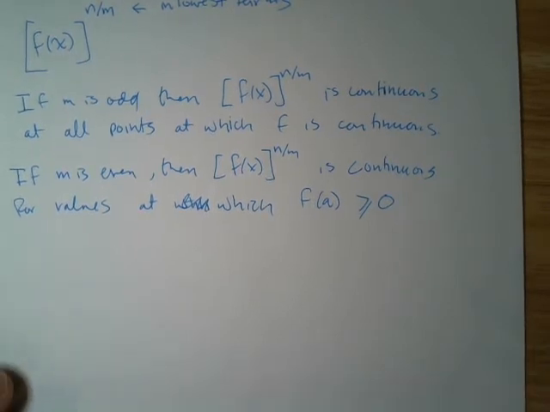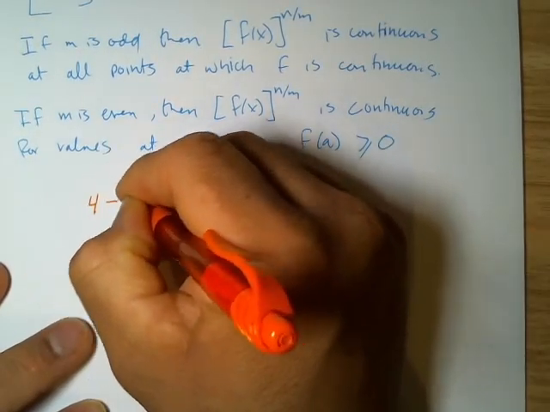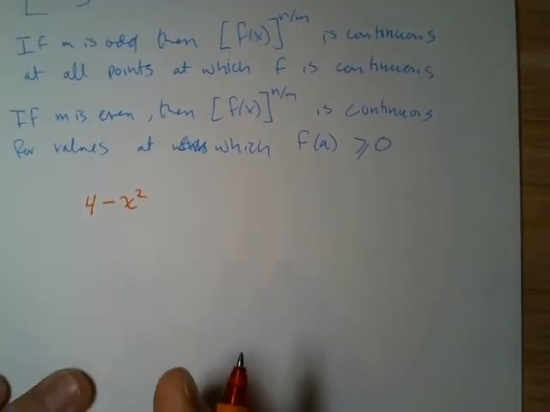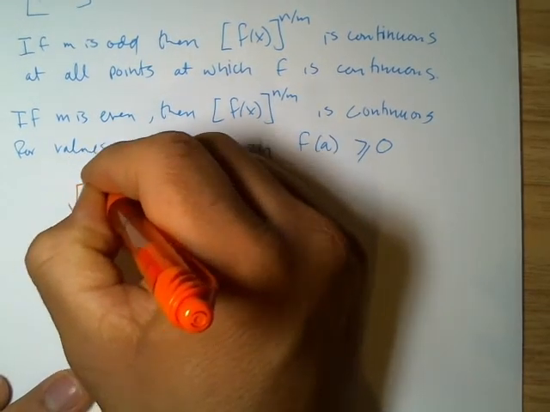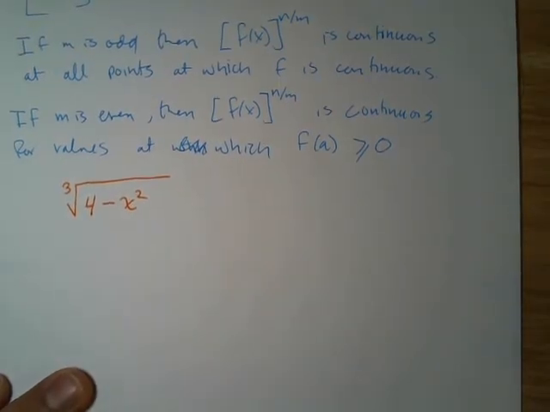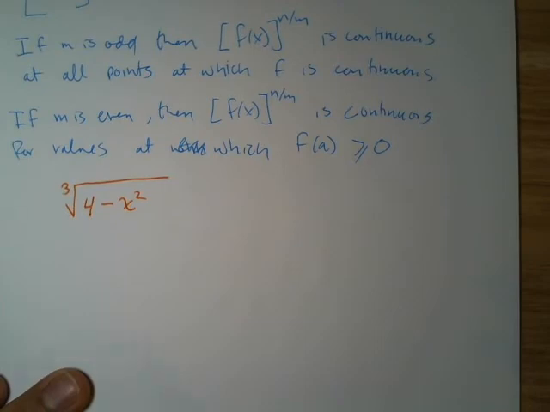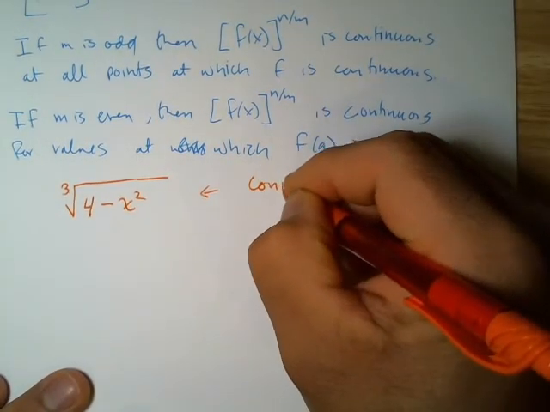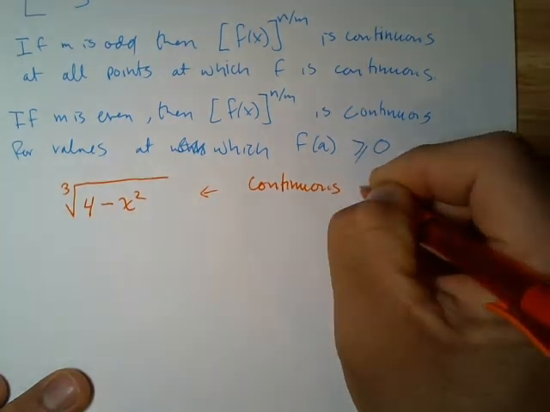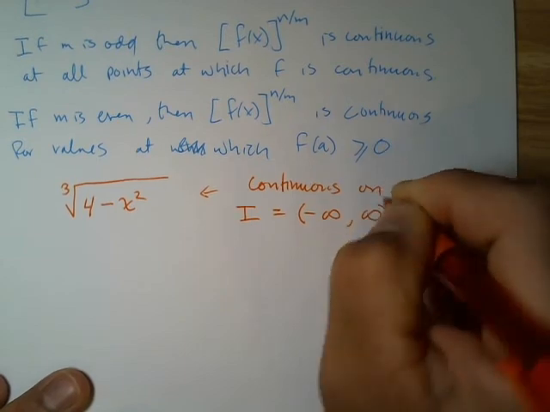Okay, so for example, let's say that we have 4 minus x squared. That's a polynomial, so I know that's continuous everywhere. And if I take the cube root of this, that does not change the continuity. It'll still be the same as whatever the continuity of 4 minus x squared is. So this will still be continuous everywhere, on the interval I, which in this case is all real numbers.